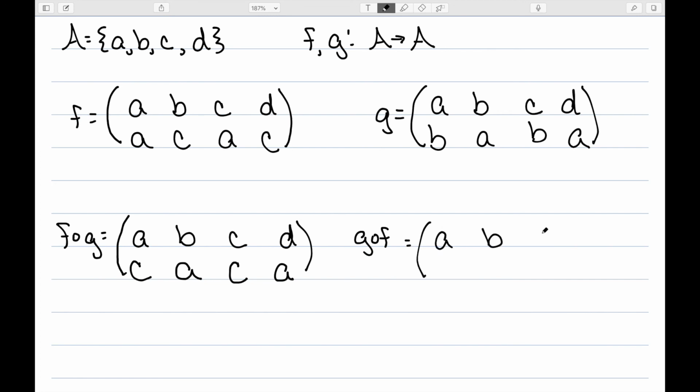Now let's do g of f. Since we always work from the inside out, we're going to start with f and then g. So f of a is a. Using a as our input, we output b. f of b is c, and using c as our input, we output b. f of c is a. Using a as the input, outputs b. And finally, f of d is c, and using c as our input, outputs b. So there would be my two compositions.